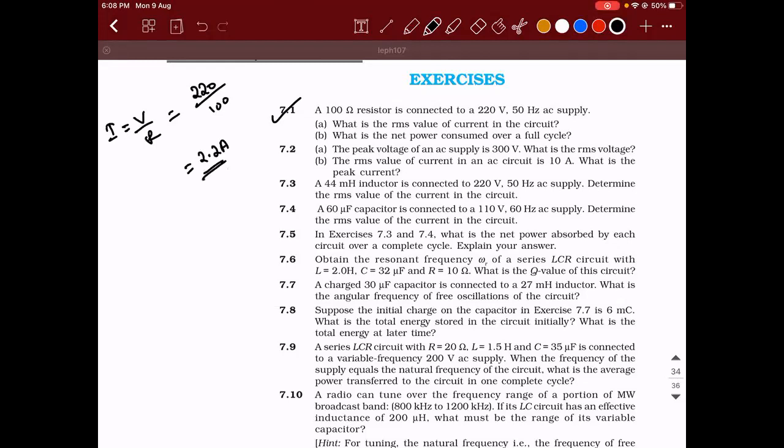Right. What is the net power consumed over a full cycle? V square by R. So power is equal to V square divided by R. 220 square divided by 100. So 48400 divided by 100. It will be 484 watt.